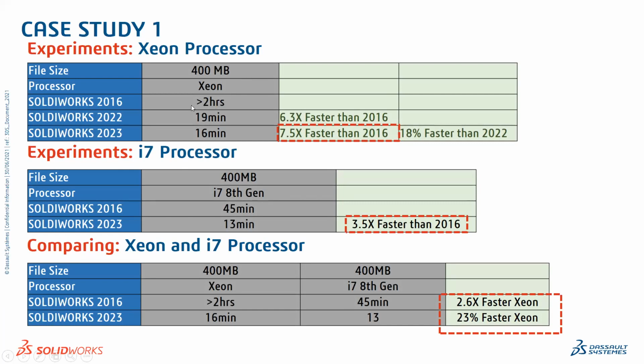In 2016, it is taking more than 2 hours. In 2022, it is taking 19 minutes. In 2023, just see, it is 16 minutes. So when comparing with 2016, 2022 is 6.3 times faster, and 2023 is 7.5 times faster. When comparing 2022 and 2023, it's still 18% faster. That is why we recommended going for the latest version, because all the enhancements are going to be useful when you are handling large assemblies.